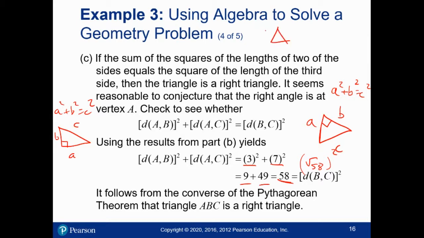Notice not every triangle will solve this. I mean, if I just draw an equilateral triangle, every side is of length 1. Is 1 squared plus 1 squared equal to 1 squared? No, that's not a right triangle. But sometimes it does work out. In this triangle it did, therefore it is a right triangle.